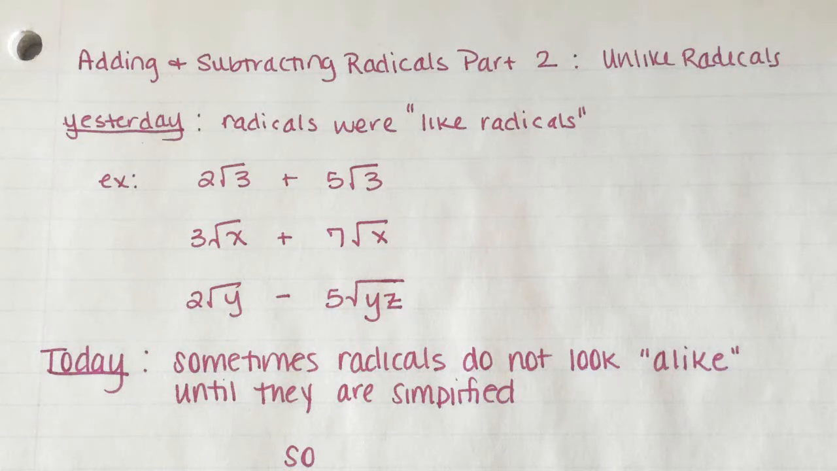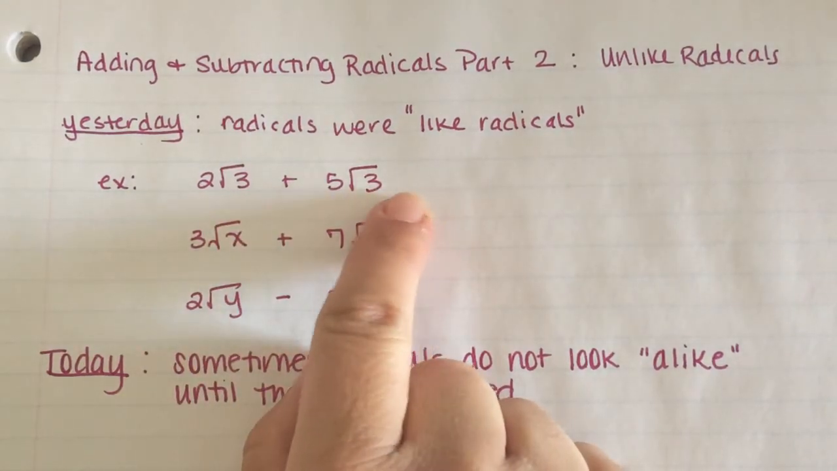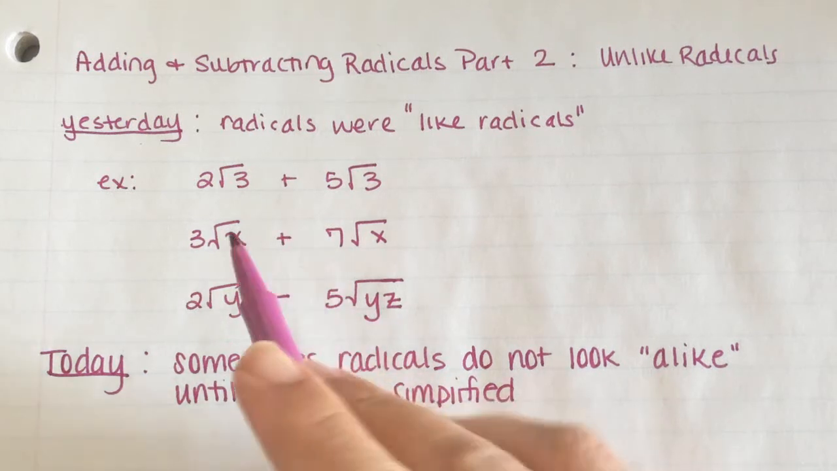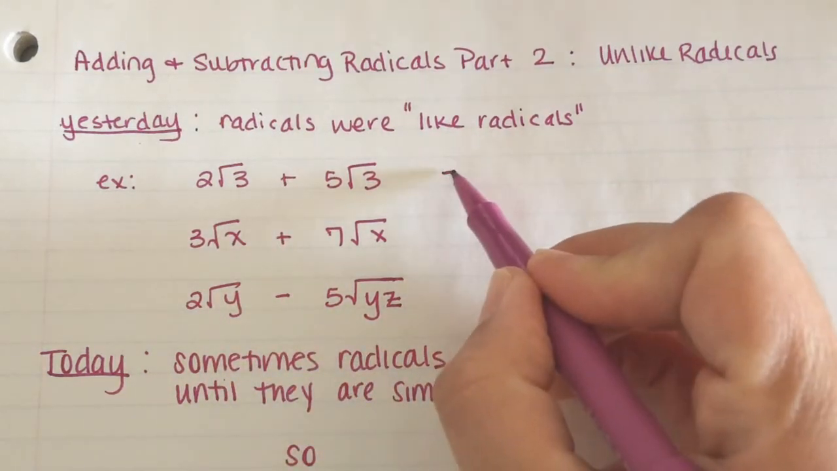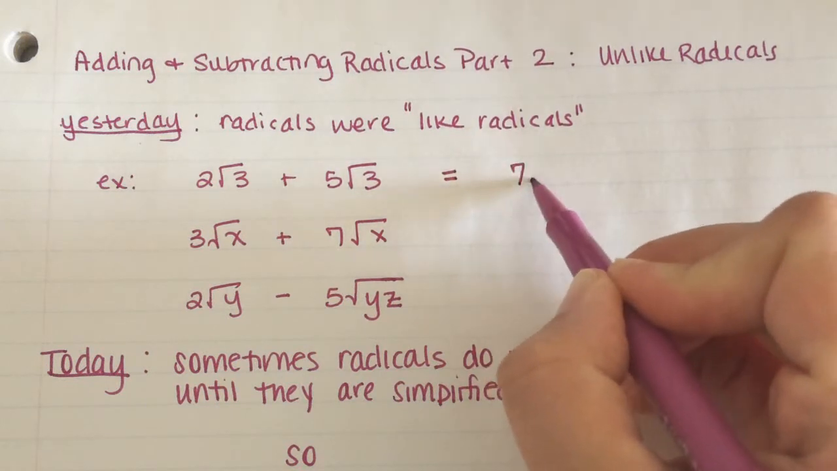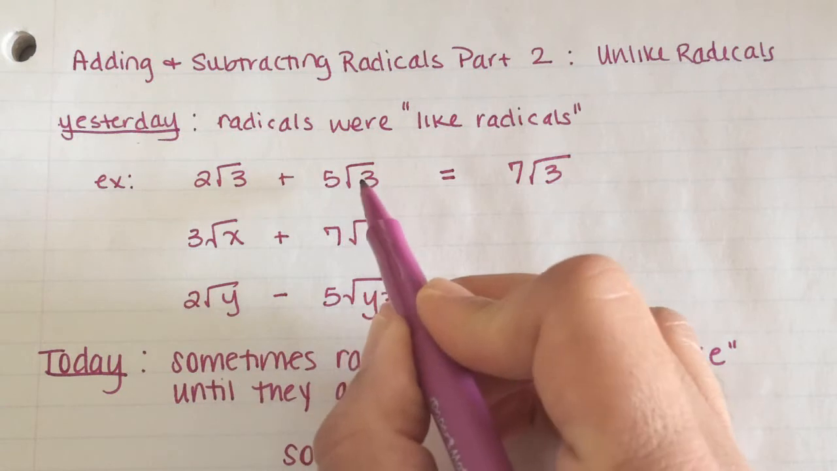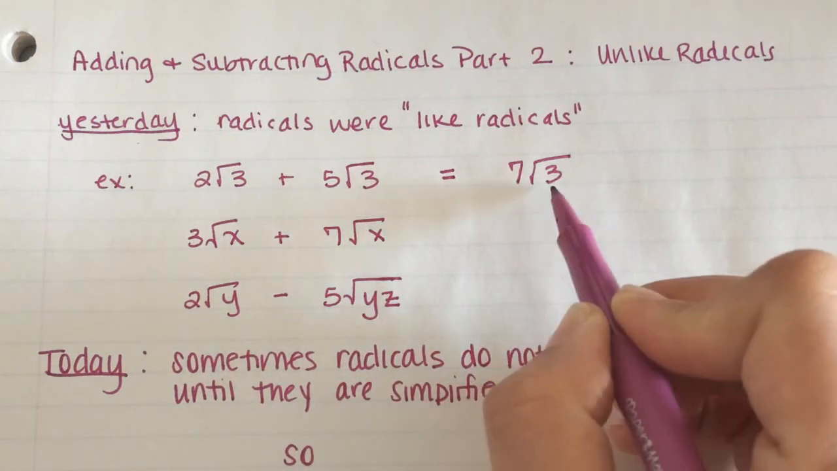Hi everyone, so we are going to continue with adding and subtracting radicals today, and we are going to add and subtract unlike radicals. So yesterday we talked about radicals that were like radicals, meaning they had the same radical and therefore you were able to add them. So 2 radical 3 plus 5 radical 3 is equal to 7 radical 3. Because these are the same, we can add the outside. 2 plus 5 was 7, and the radical stays the same.